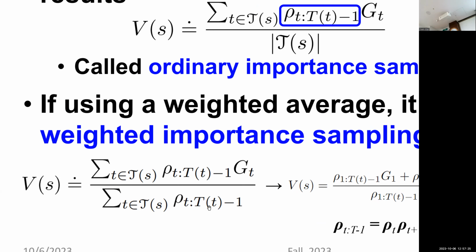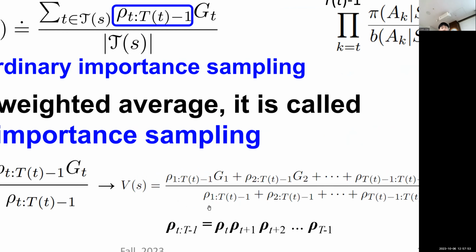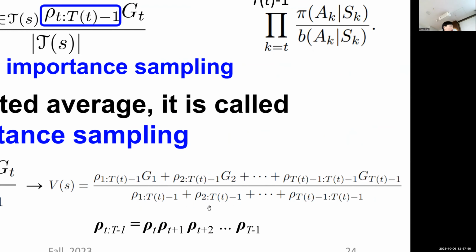So until here, there are two variables, GT and rho t, multiplied, and divided by this part, rho t to here. But if you look at here, you may wonder why we don't cancel this one. Actually, we cannot, because this one is multiplied by GT and summed, while this one just sums all the rho t.